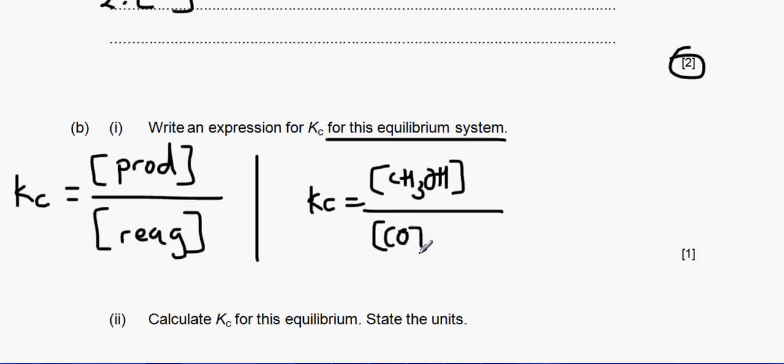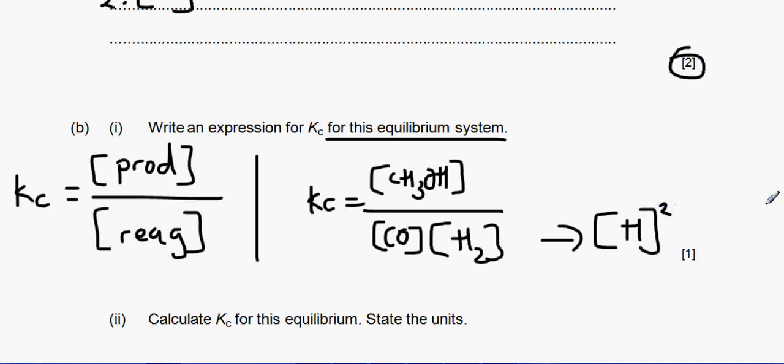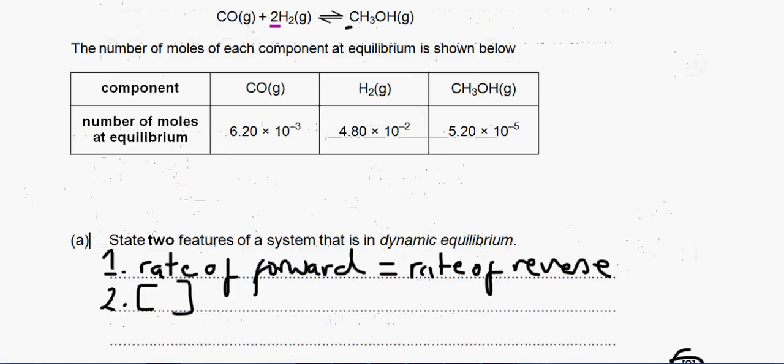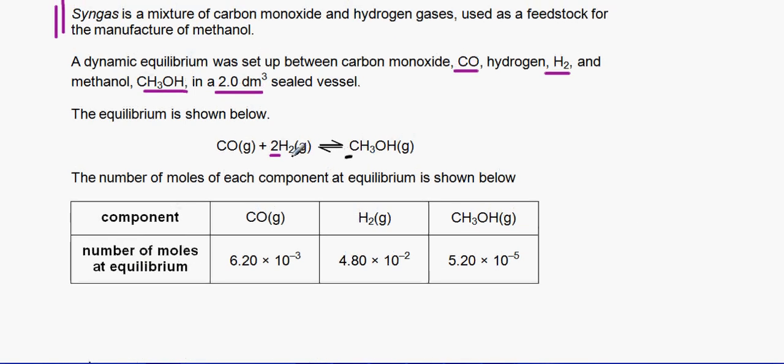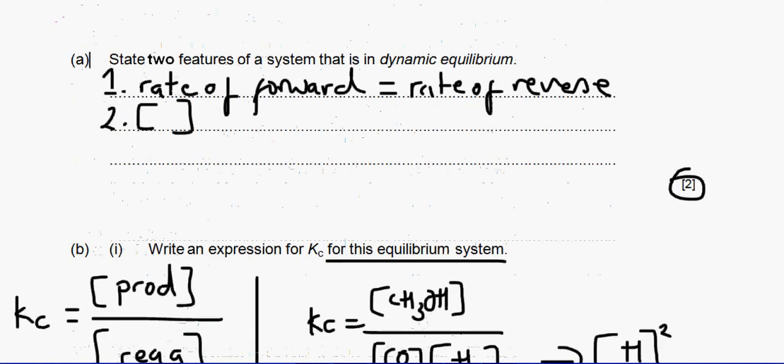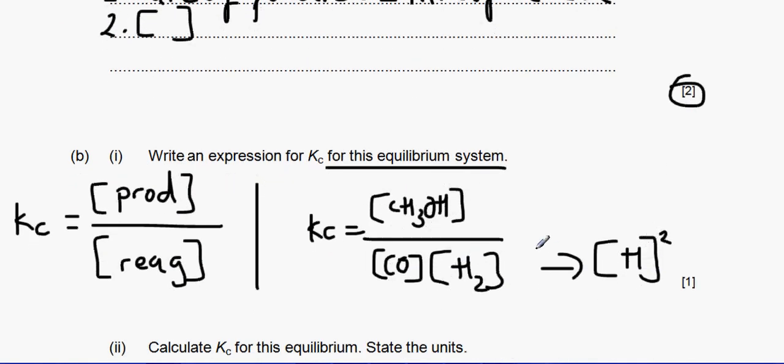Now you need to be careful not to write H2 like this. That is wrong, because this is a subscript, and that is one whole diatomic molecule, so that needs to be over here and not at the top. But seeing as we've got 2 molecules of H2, we need to put the 2 up there as well. So that is the expression for Kc.